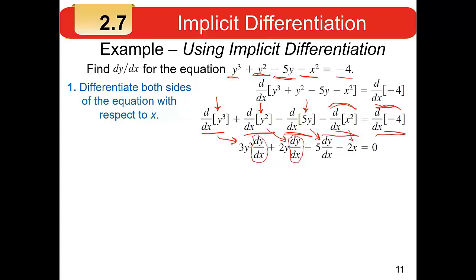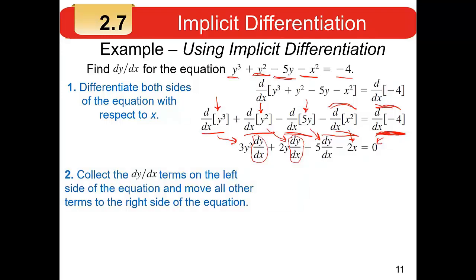When you do x squared, though, that doesn't have a y in it, so its derivative is just the ordinary derivative. The derivative of x squared is 2x. And of course, on the right side, the derivative of a constant is always 0. Step by step by step. Okay, what was the next step in the process?